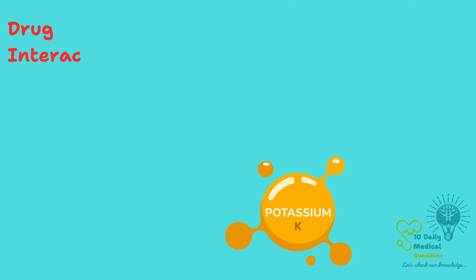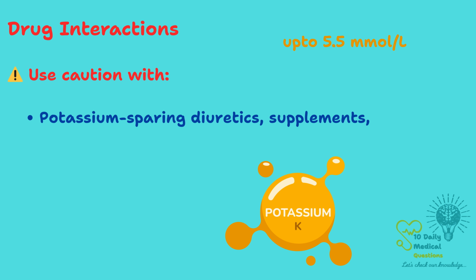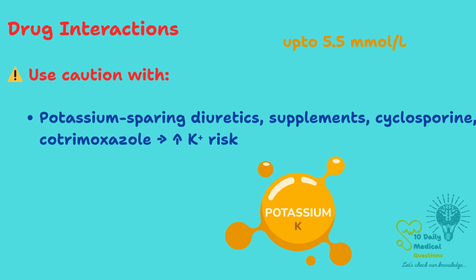When it comes to drug interactions, clinicians need to be vigilant. ACE inhibitors increase serum potassium levels by lowering aldosterone. While levels up to 5.5 millimole per liter are usually acceptable under ACE inhibitors, the combination with potassium-sparing diuretics such as spironolactone, eplerenone, amiloride, or triamterene, or with potassium supplements, cyclosporine, or cotrimoxazole significantly increases the risk of hyperkalemia.